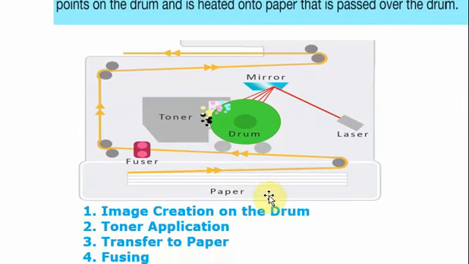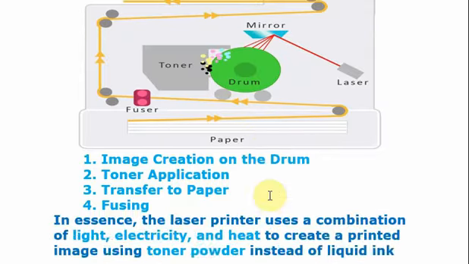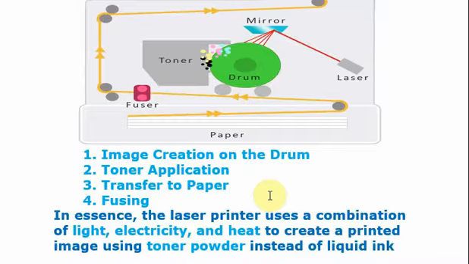Only 4 main functions: image creation, toner application, transfer to paper, and fusing, which is actually the heating mechanism. So a laser printer uses light, electricity and heat. The printed image is made using toner powder. Very simple. We should always be able to explain the laser printer mechanism.